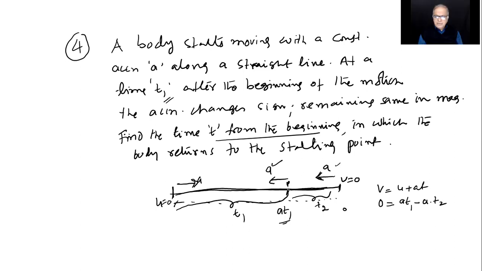At1 is the initial velocity, and the final velocity is 0. So 0 equals at1 minus at2, from u plus at. So I'm getting t1 is equal to t2. So now I have t1 plus t1, 2t1, until here.